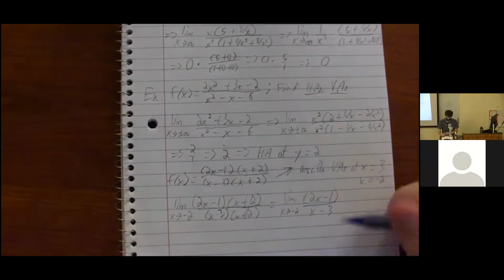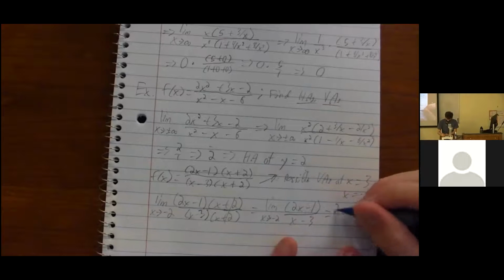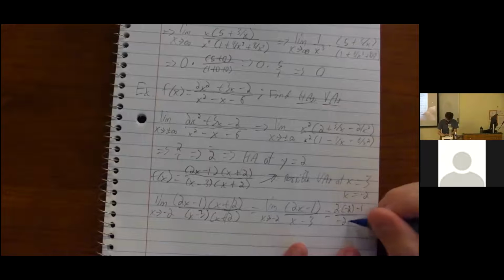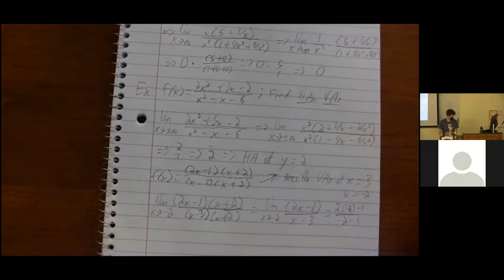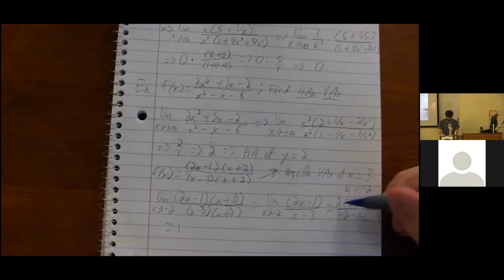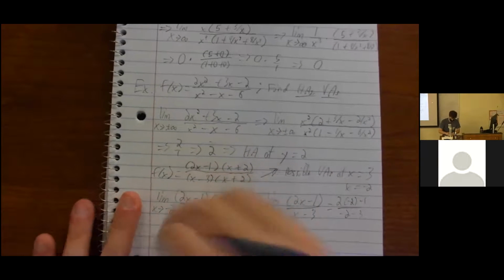From here, we can basically just plug in because we know this bottom isn't going to be 0. So 2 times -2, minus 1, over -2 minus 3. And we know that's some number. It's just 1. So -4 minus 1 is -5, and then -2 minus 3 is -5 as well. So that's just equal to 1. Right up here. 1. Cool.